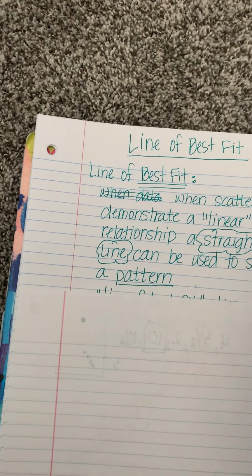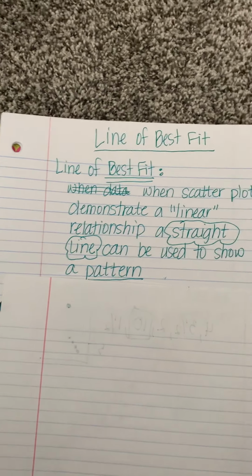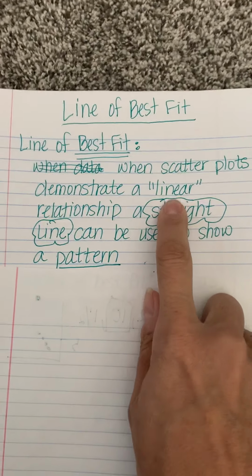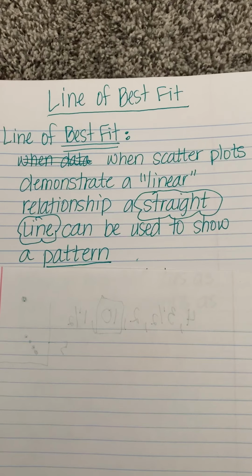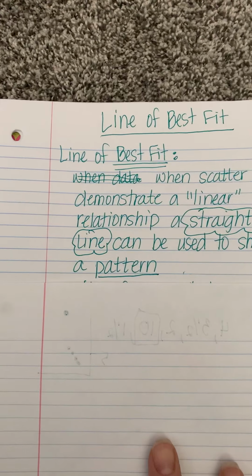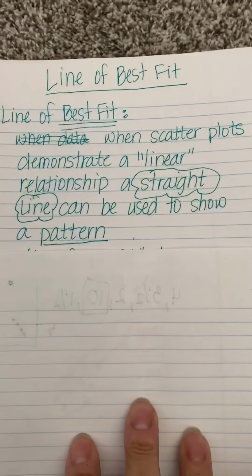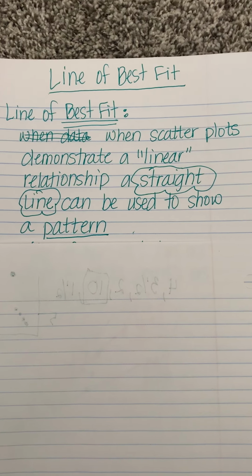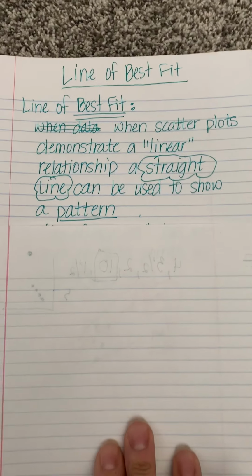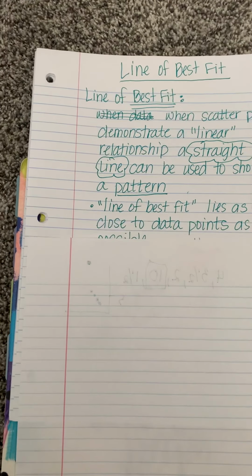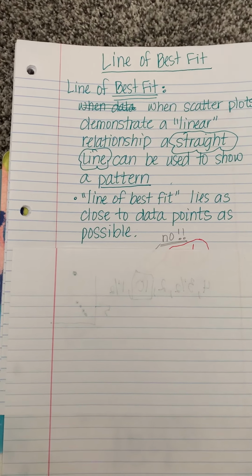is when scatter plots demonstrate a linear relationship, and remember, linear means a straight line. A straight line can be used to show a pattern. And we are going to revert back to our slope information and how to get this line of best fit. And I'm going to show you how to do that in just a second with our ridiculous graph I showed you. Line of best fit lies as close to the data points as possible.